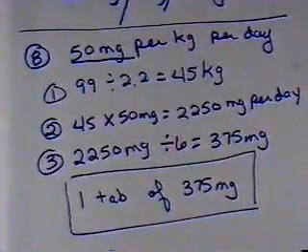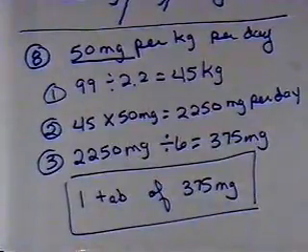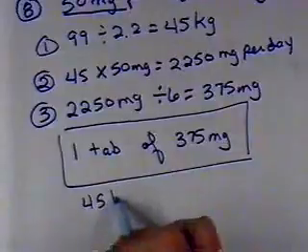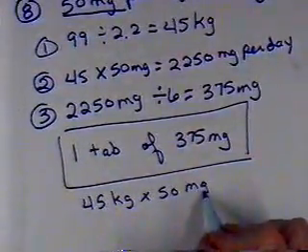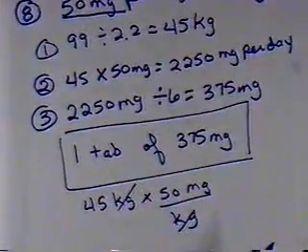So remember step number 2, to 45 we're going to drop a kilogram. Because actually it's 45 kilograms times 50 milligrams per kilogram. They canceled out with this over here.